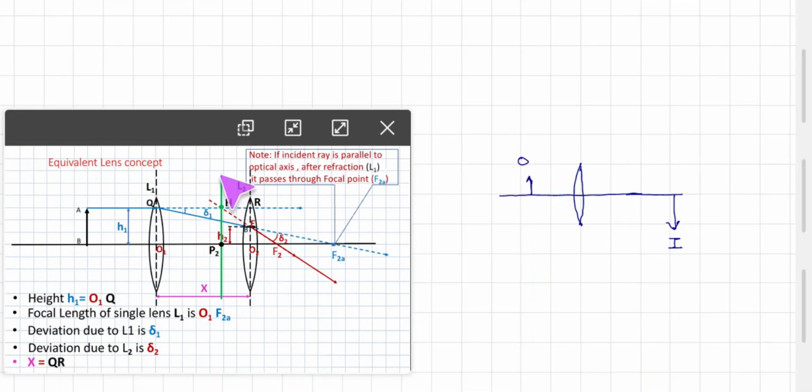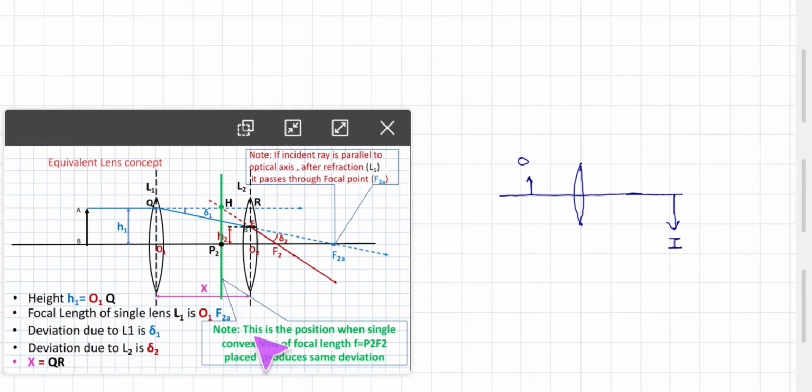So this is a point, and here it is called a, when we draw a line through this point H perpendicular to the optical axis, this point is P2, principal point P2. And now note that whenever we have an equivalent lens, then that lens can be placed here. This is the position of the equivalent lens.